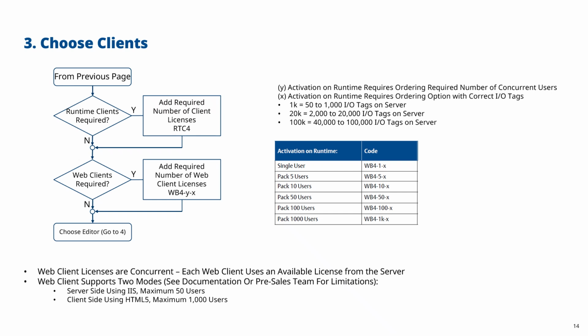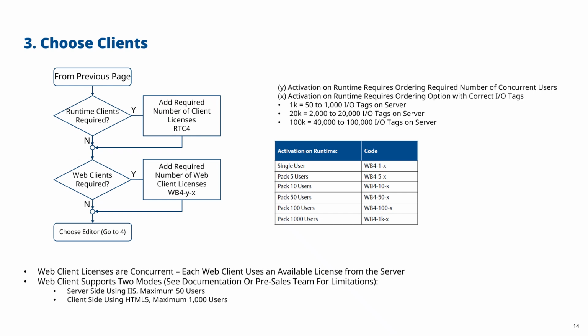If you want to add web clients, you can also add those using a combination of WB4 part numbers. And then we've got a choice of single, 5, 10, 50, 100 and 1,000 users. And also with those, each one of those also has a relation to the server tag size. So again, 1K, 20K and 100K. Now, web client licenses are concurrent.